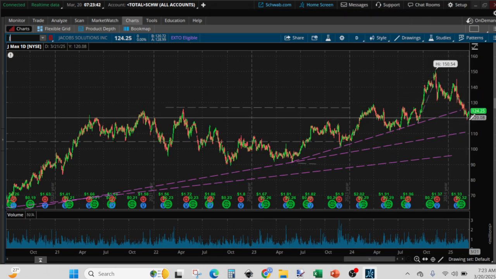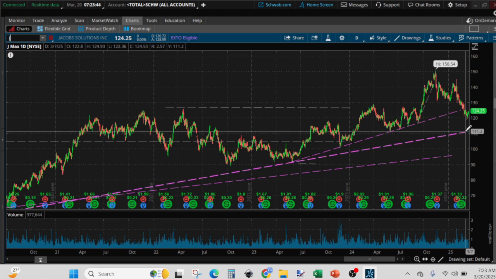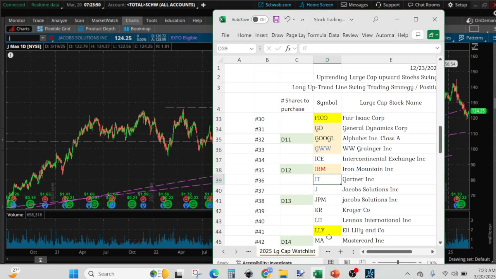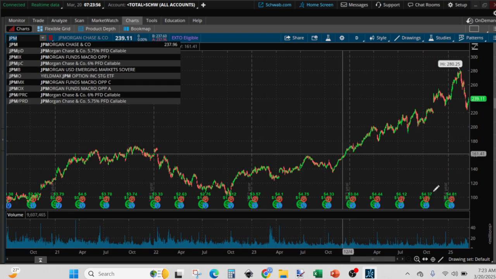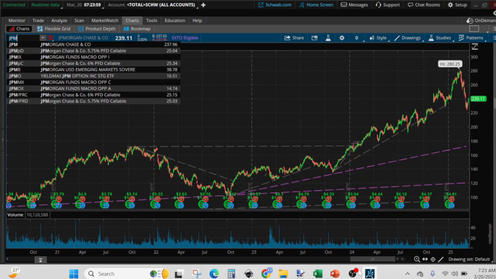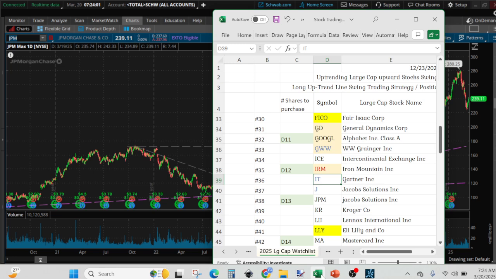J, I highlighted in blue on our chart as well because I'm waiting on it. It crossed this one but has not quite reached this one yet. Leave it like that for now. JPM. JPM is far from the trend line. So let's move to the next one.